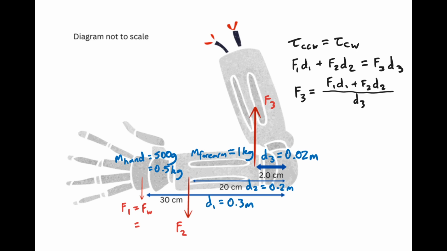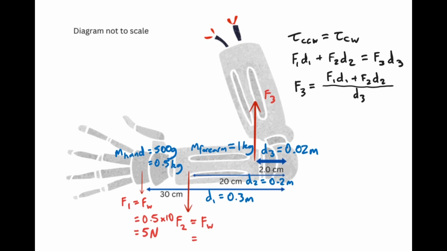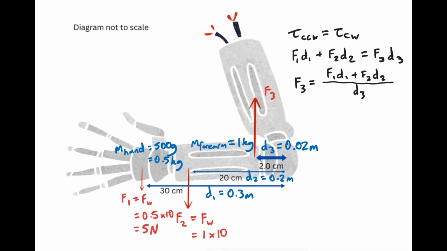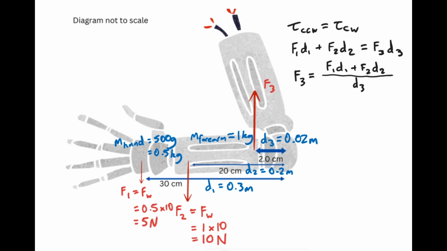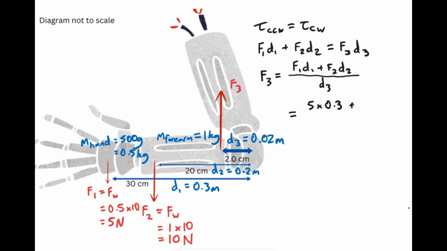F1 equals weight force, so 0.5 times 10 is equal to 5 newtons. The mass of the forearm is 1 kilogram, and F2 equals weight force, so 1 times 10 is equal to 10 newtons. Now that we have all of the values in the correct units, let's substitute them into the equation. 5 times 0.3 plus 10 times 0.2 over 0.02. That gives us an answer of 175 newtons.